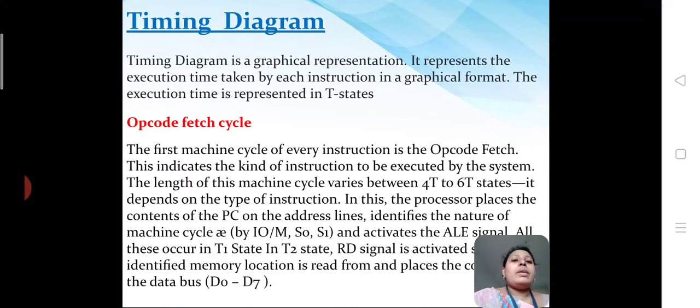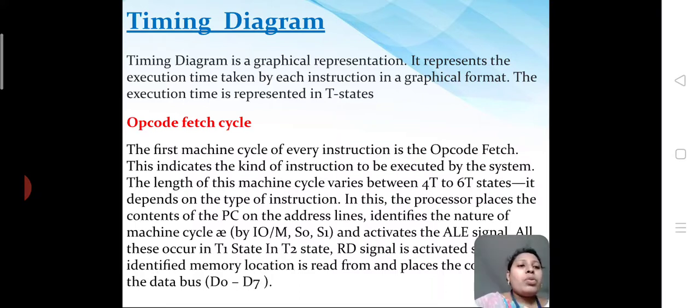First, the timing diagram. A timing diagram is a graphical representation. It represents the execution time taken by each instruction in a graphical format. The execution time is represented in T-states. So a timing diagram is nothing but the graphical representation of the execution of an instruction, with the execution time shown in the form of T-states. This is about the timing diagram.